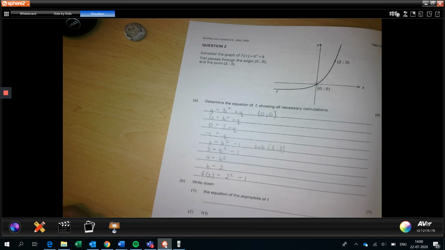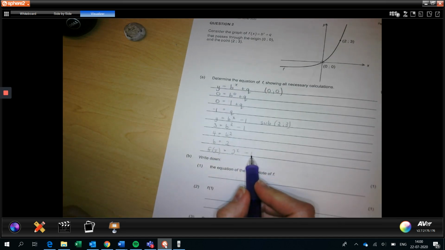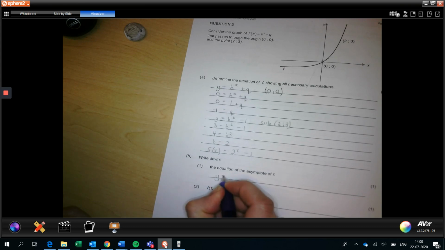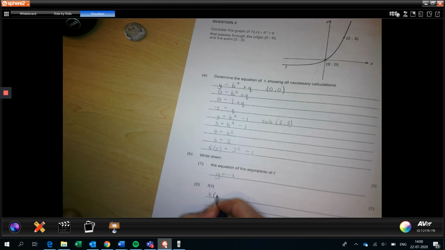Write down the equation of the asymptote of f. The asymptote is always the same as the q, so y equals negative 1. Find the f of 1. That means find the y value when x is 1. So we substitute 1 into x's place, and we get 1.